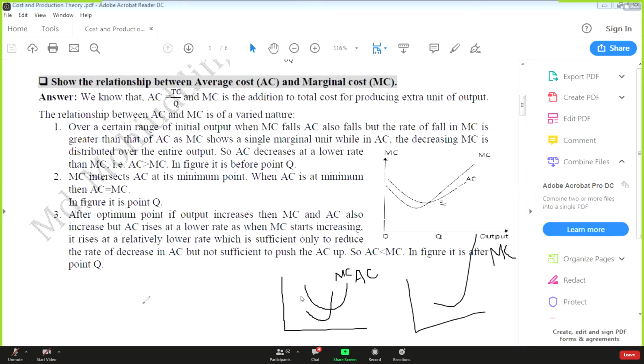Now you can say, sir, we didn't discuss this. But look, you already know that marginal cost actually comes from where? Marginal cost comes from the change in total cost, isn't it? Can you remember this equation? Yes, sir. So that means from total cost, we can easily find out the marginal cost also.